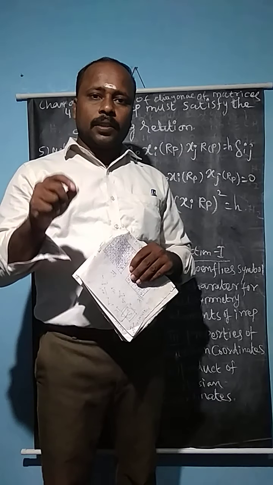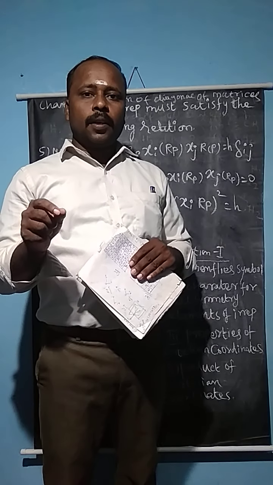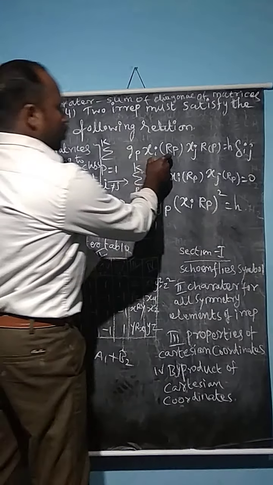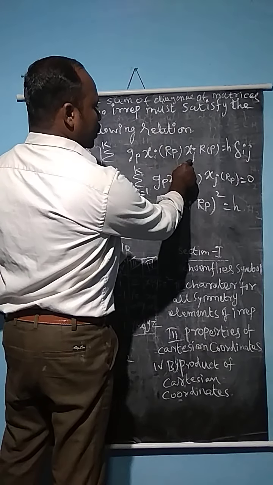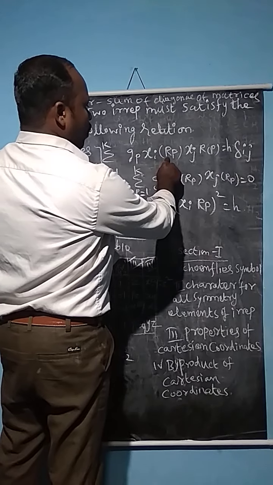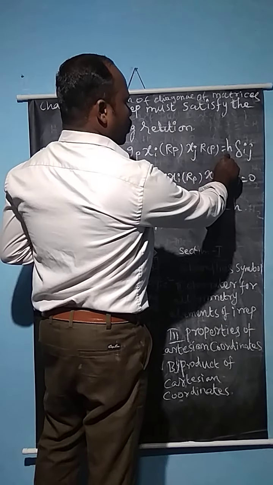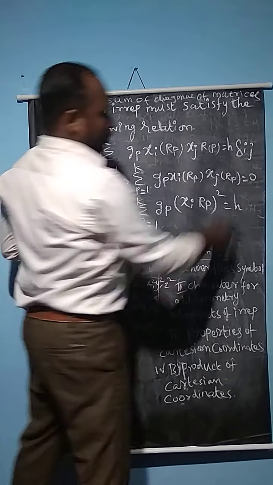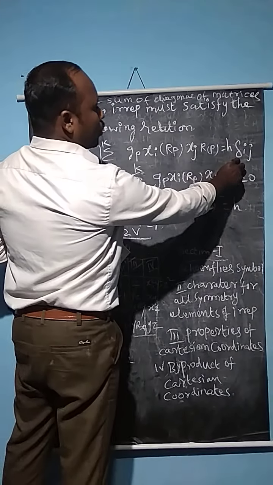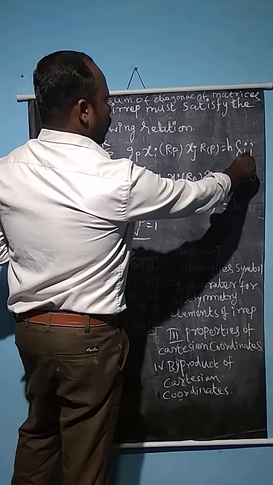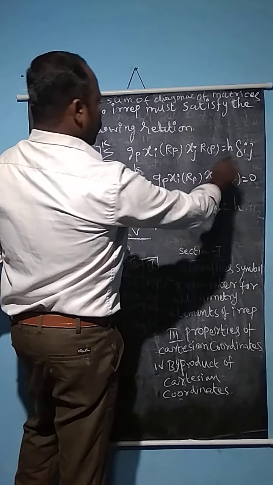So, if i is equal to j or i is not equal to j, here is the product of two irreducible representations χi and χj, where R is a symmetry operation. So here h δij, where h is the order of the group, δ is the Kronecker delta value. Here i and j are the dimensions.